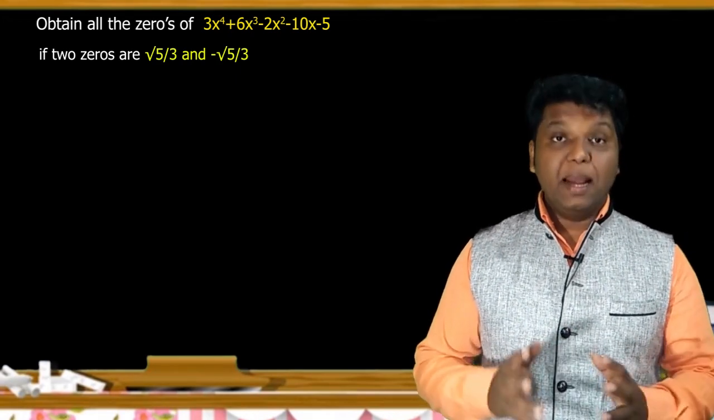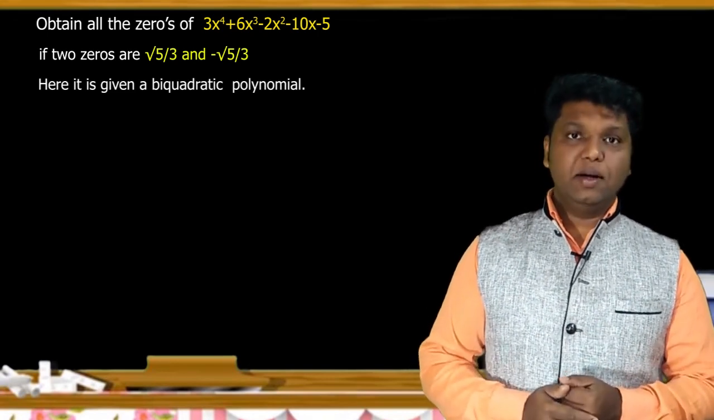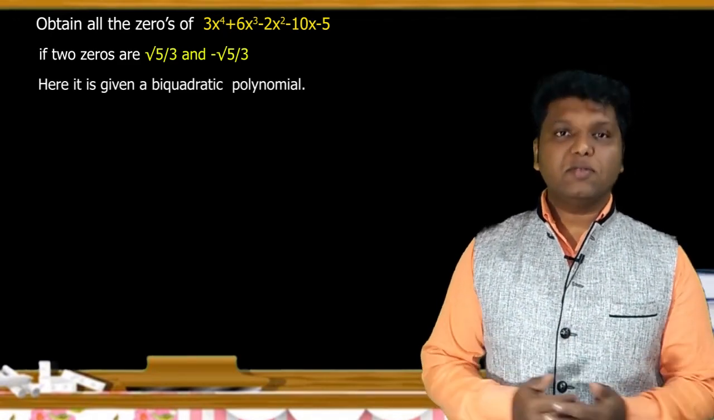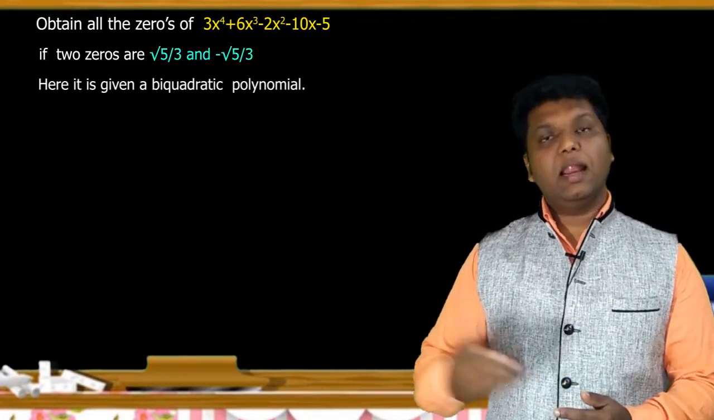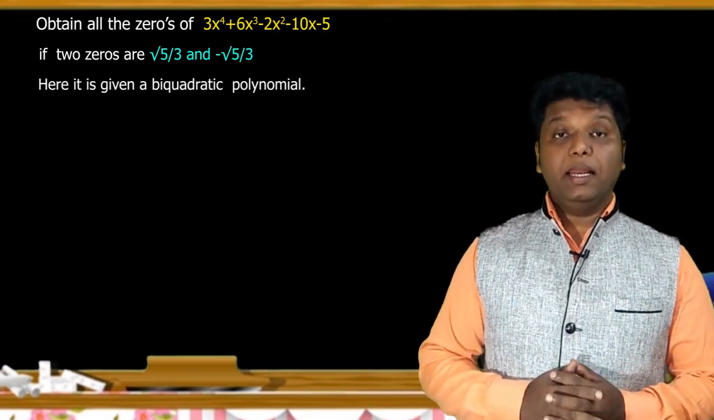Here you can see a biquadratic polynomial is given, means a polynomial with the degree 4 is given, right? And along with that, there are two solutions. That means two zeros are also given. One is root 5 by 3, another one is minus root 5 by 3. So, we have to obtain all the zeros.